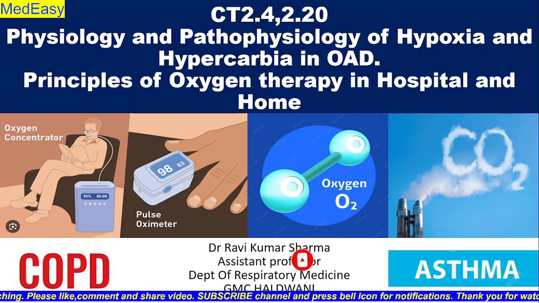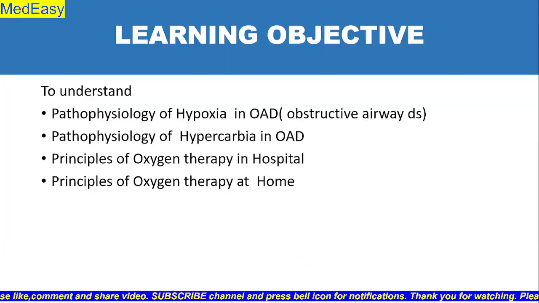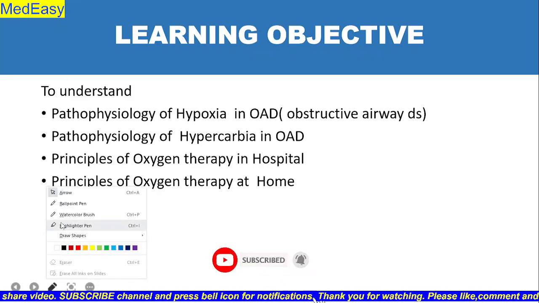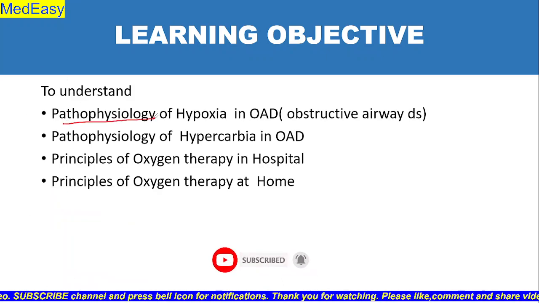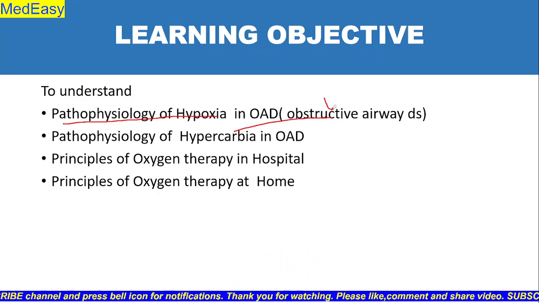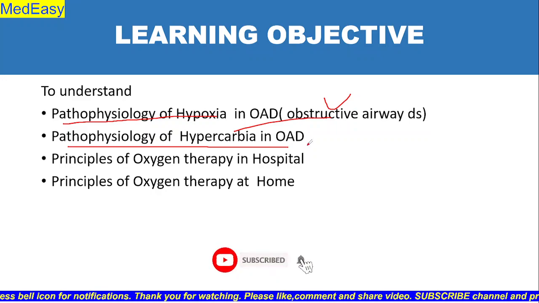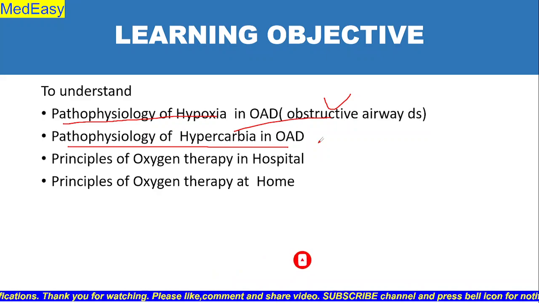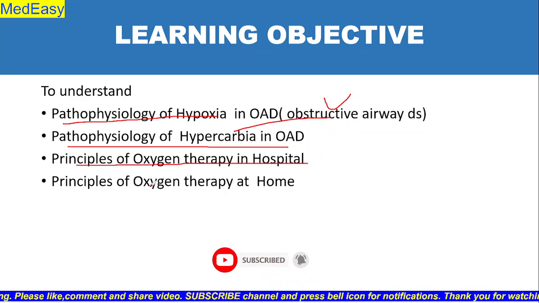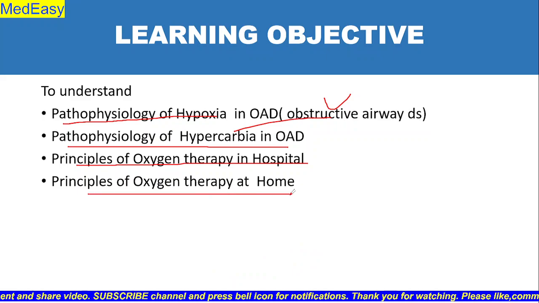So, let us begin. The larger objective for our discussion today will be to understand the pathophysiology of hypoxia in obstructive airway disease, that is bronchial asthma and COPD, and the pathophysiology of hypercarbia in OAD, for example COPD and bronchial asthma. What is the cause that they try to retain carbon dioxide, and the principles of oxygen therapy in the hospitals with some indications also in medical conditions, and the principles of oxygen therapy at home.